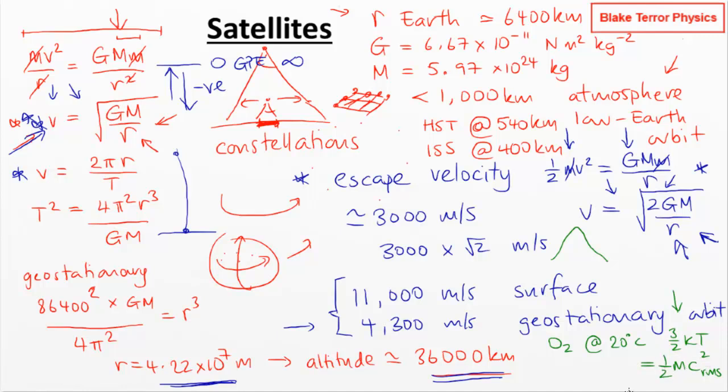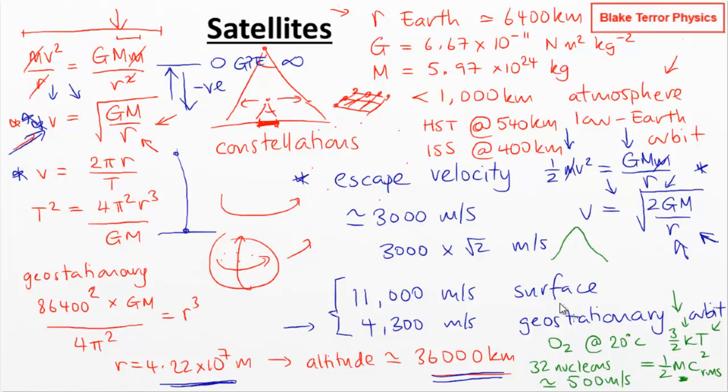So if we take that as our v squared, then we can solve this equation for oxygen at 20 degrees C. Of course, oxygen O2 has got 32 nucleons, so that is going to give us our mass. k is just the Boltzmann constant, and T is 20 degrees C. That is going to give us the RMS speed of the O2, which comes out at around about 500 meters per second.